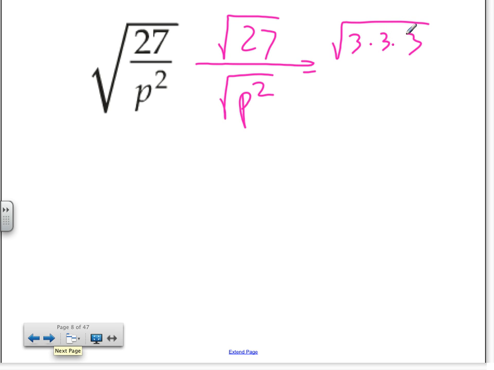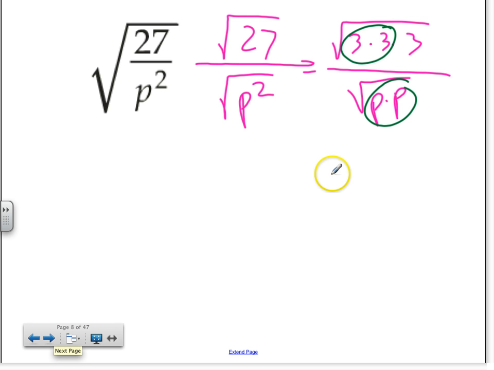Any pair? Twins? 3. 3. So what's left in there? 3. Okay, we got that. What about the p squared? 3 times p. Okay, so we got p times p. Alright, let's start taking things outside here. You said there's a twins right there, so we have twins at the bottom. So what do we take outside for the top? 3. What's left inside? 3. Look at the bottom. 3. Wait, what do we take outside?